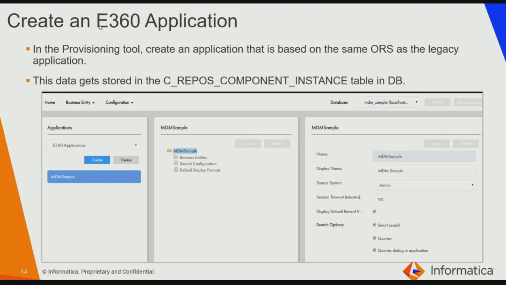For IDD E360 applications, once you are done with the configuration, you click on publish. Once you publish, all configuration related changes go to a specific C repos component instance, and it's saved in form of XML there.